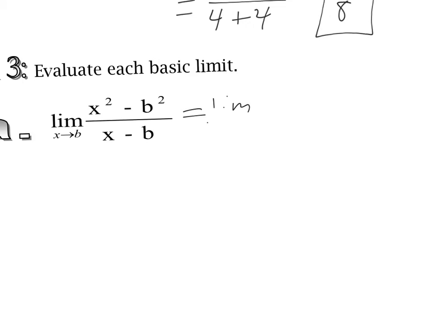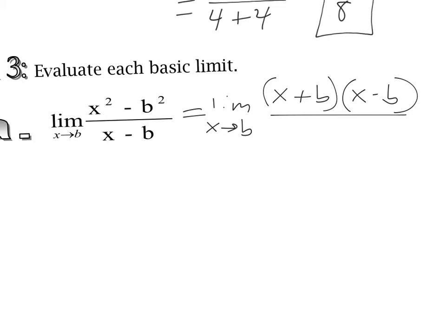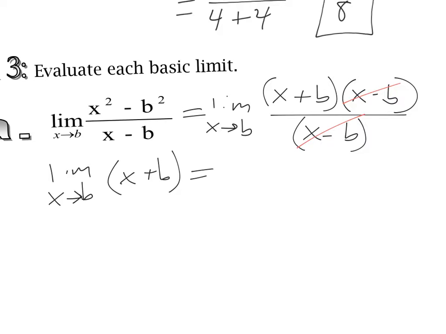It would equal the limit as x approaches b, x plus b, x minus b, over x minus b. These cancel, and so now we have a really simple problem. It's the limit as x approaches b of just x plus b. Well, there's no reason why we can't do direct substitution now. There's no 0 in the denominator here. So if I plug that in, I just get b plus b, which is equal to 2b. So whatever b is, the limit as x approaches this thing would just be 2 times b. Easy.